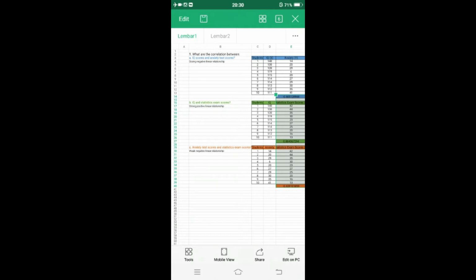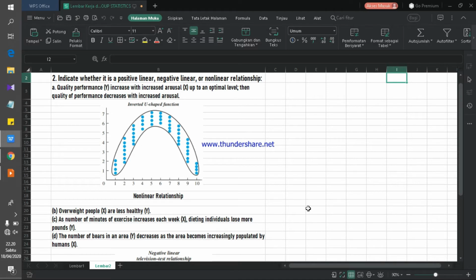Putri Anandita Diatayya. Then I am Hastin Xirera. I would like to explain the answers of question number 2. As we can see here, the question is to indicate whether it is a positive linear, negative linear, or non-linear relationship. Okay, so in this part, we have to indicate what kind of relationship the given statements show. Let's start with part A.